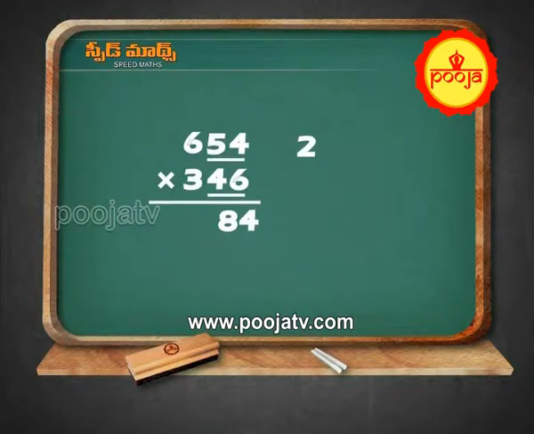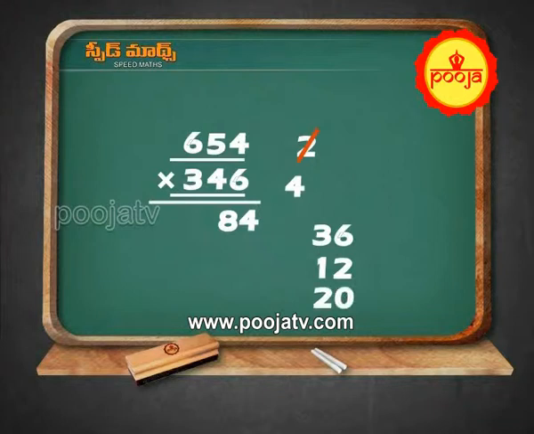Observe keenly. Next, you have to cross multiply these two. 6 into 5, 30. 4 into 4, 16. So, 30 plus 16, 46, plus 2, 48. 8 here, 4 outside. Okay.